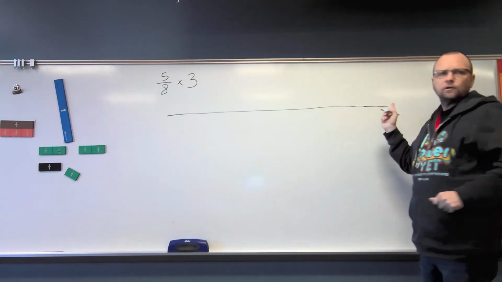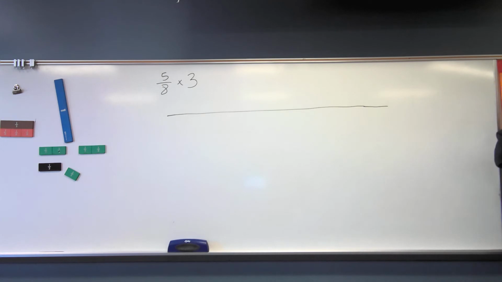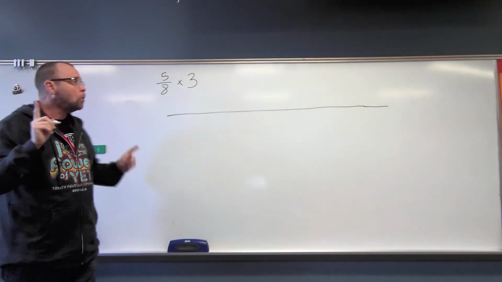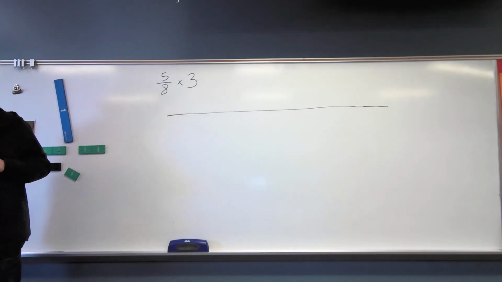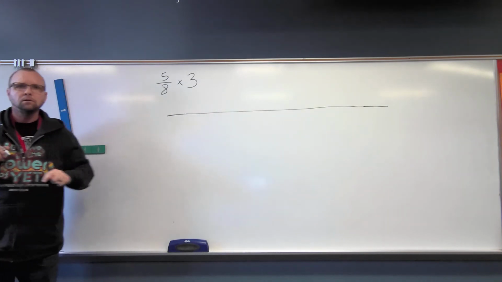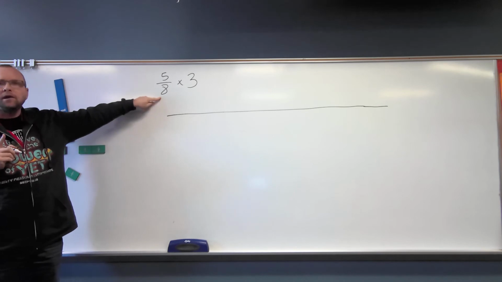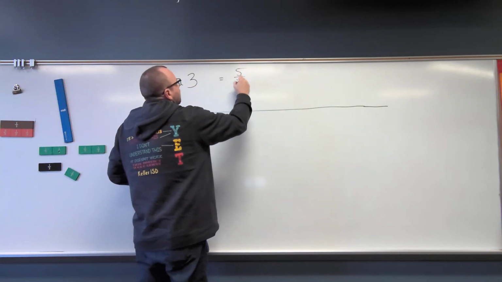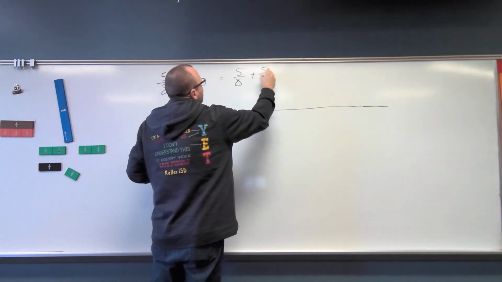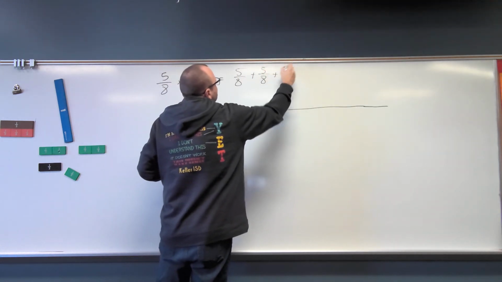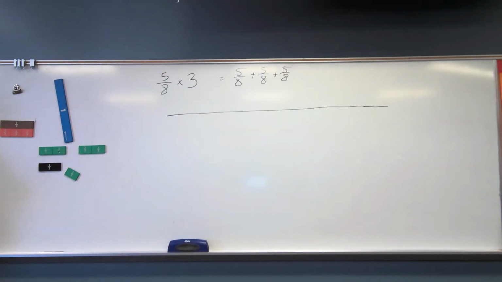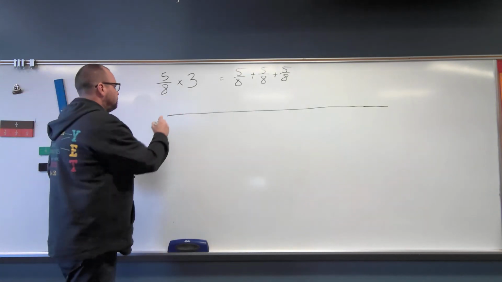And how far out am I going to go on my number line? We don't know, do we? Am I going to go more than 3 on my number line? More than 4? Okay, I'm not going to go more than 3 because basically what I'm doing is I'm adding 5/8 plus 5/8 plus 5/8. Because remember, multiplying is just like repeated addition.